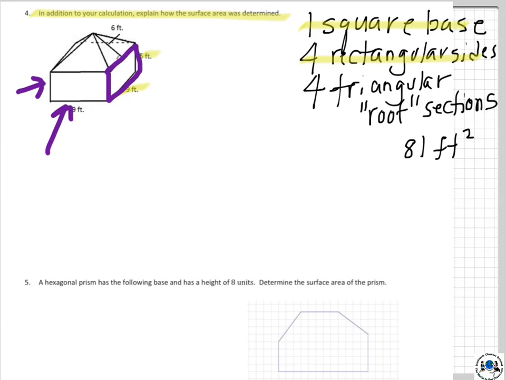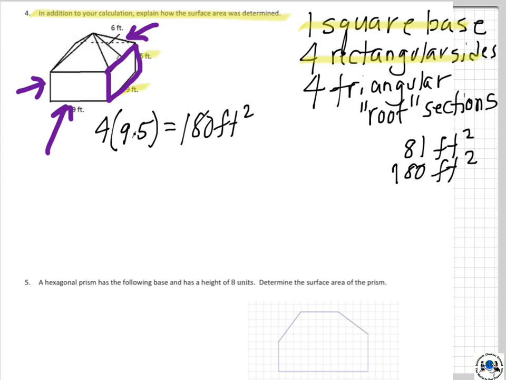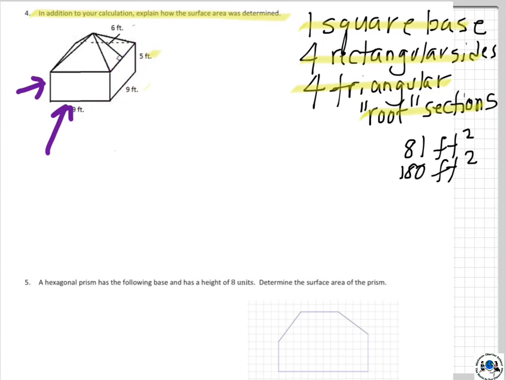Okay, and now let's look at the rectangular sides. And those rectangular sides are very simple as well because they are all the same. 4 of them, 4 9 by 5s, gives us 180 square feet total right there. Okay, fix my 1 here. And then, okay, there we go.